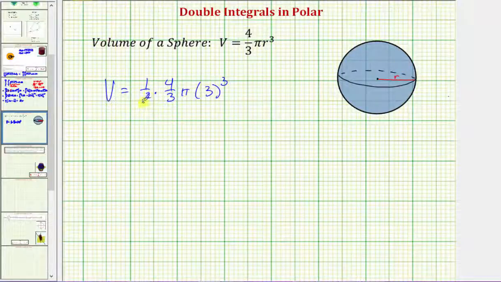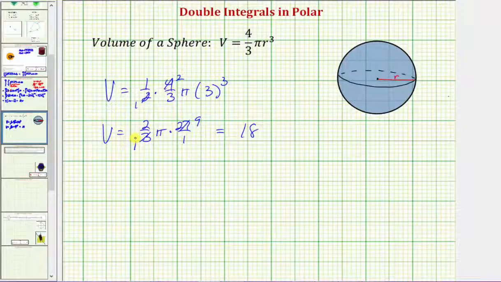Notice how this simplifies. So we have the volume is equal to 2/3 pi times 3 cubed, which would be 27, or 27 over 1. Again, this simplifies. So 1, 3 and 3, and 9, 3s and 27. Notice how we get the same result. We get 18 pi, which again is the volume of our half sphere, so these would be cubic units.